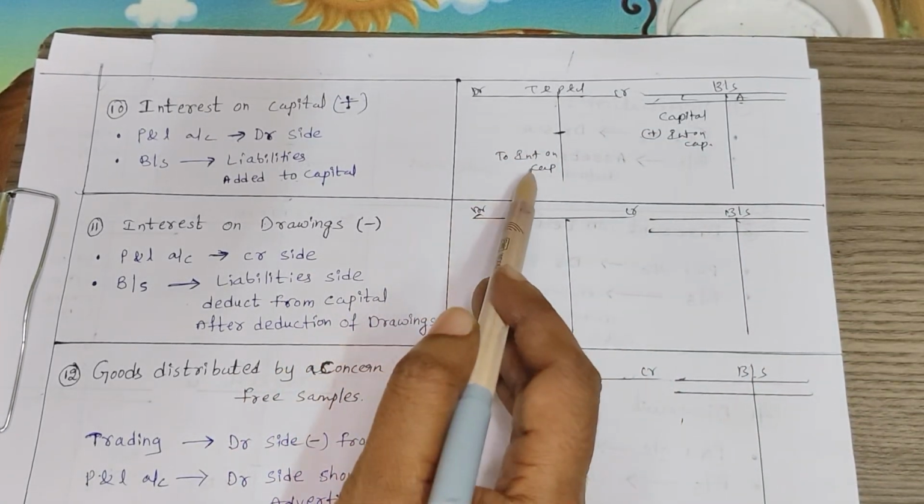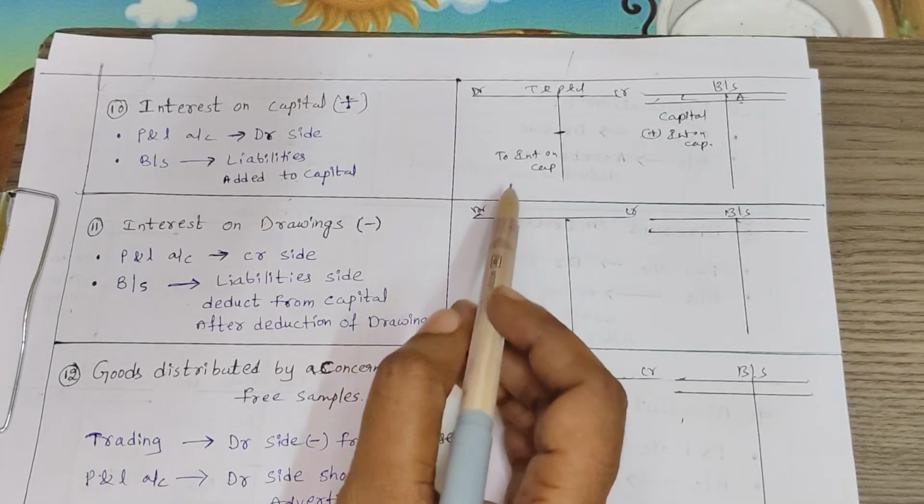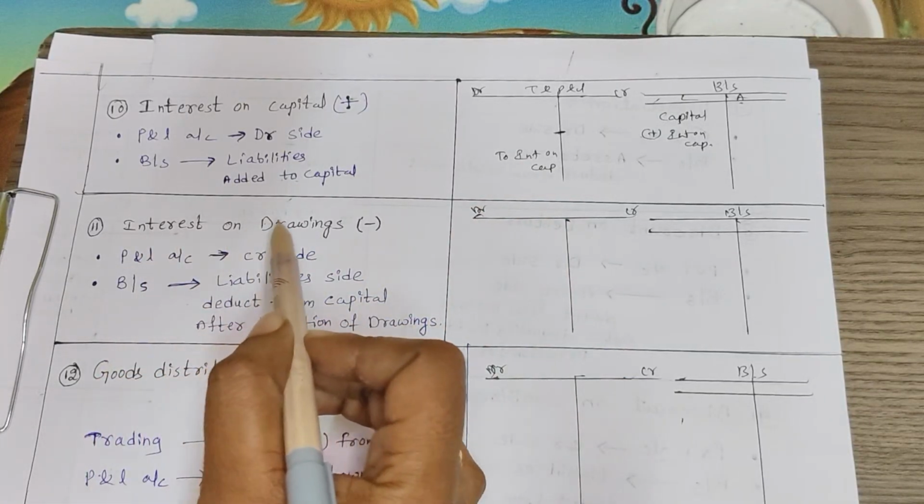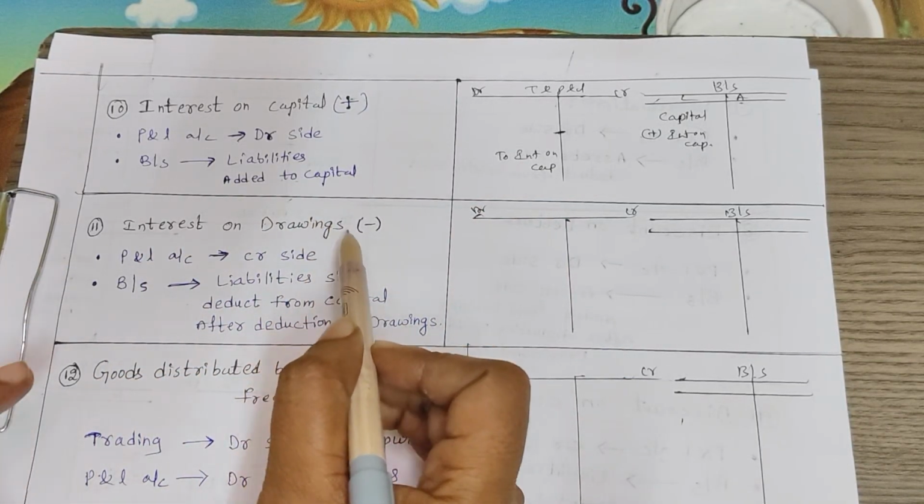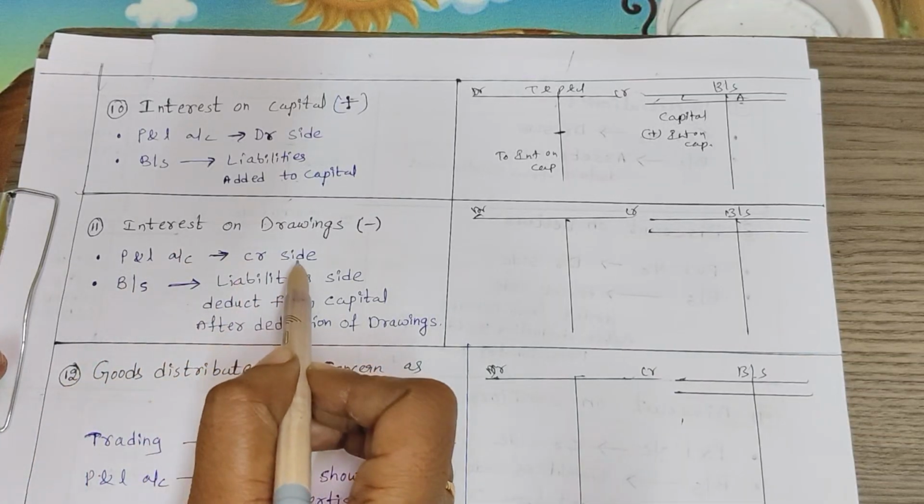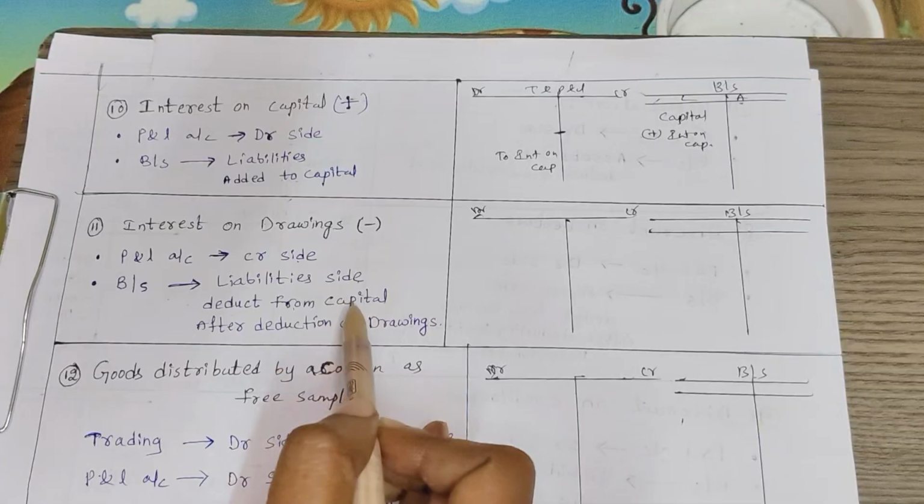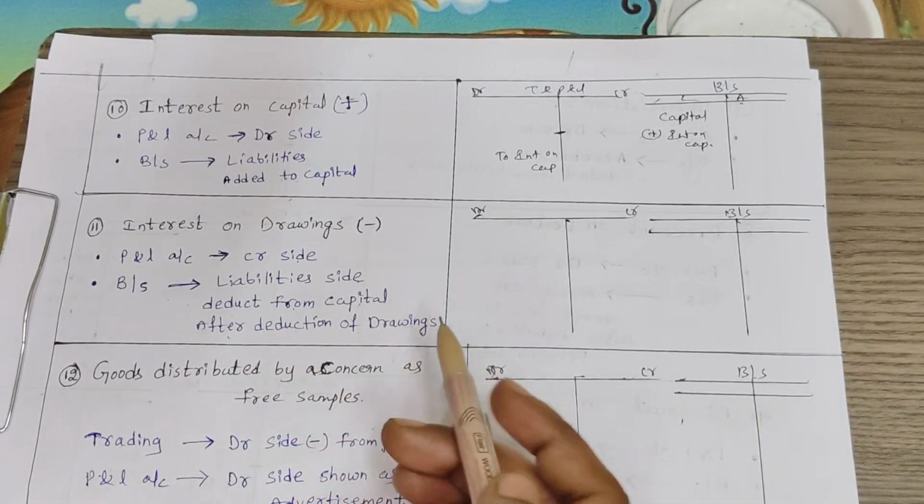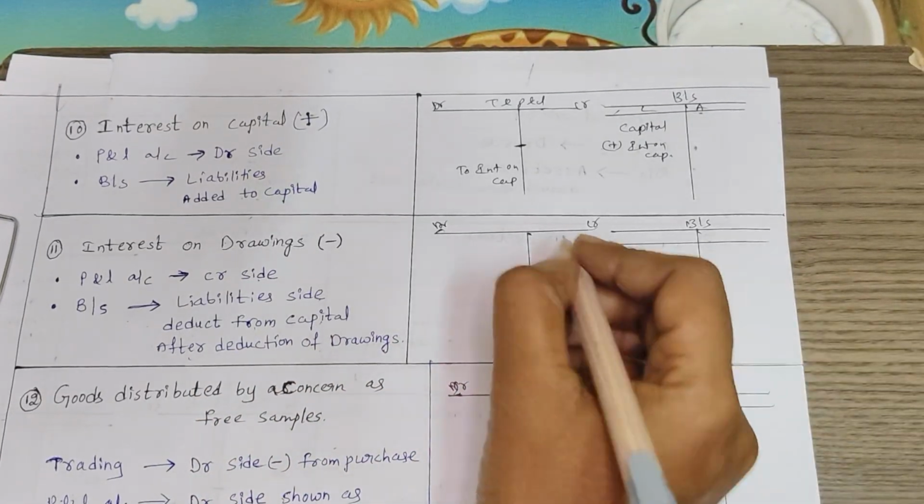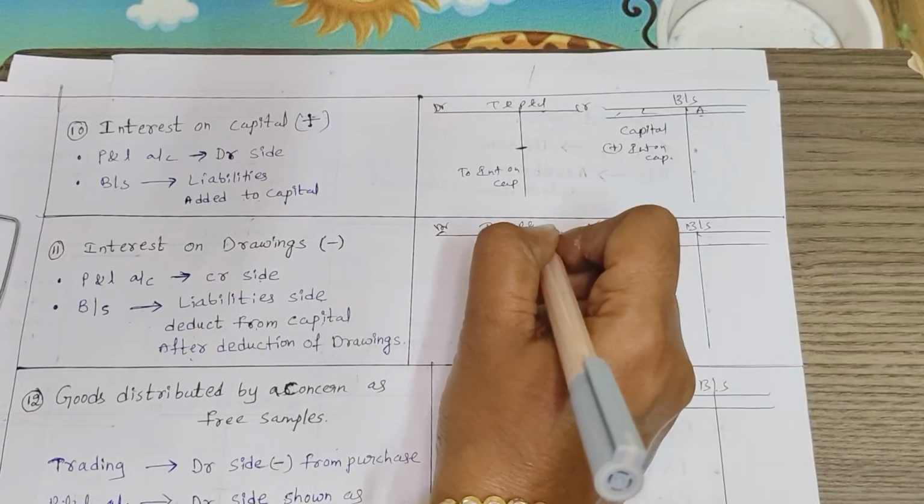Because it's an expenditure, from the business point of view, it's an expenditure. And next, interest on drawings. What should we do with interest on drawings? In the profit and loss account, credit side, we need to show it, as well as in the balance sheet, liability side, deducted from capital after deduction of drawings. So see here, we have the trading and profit and loss account.